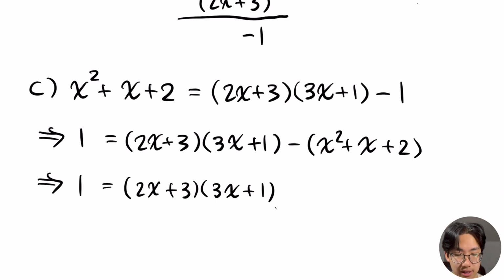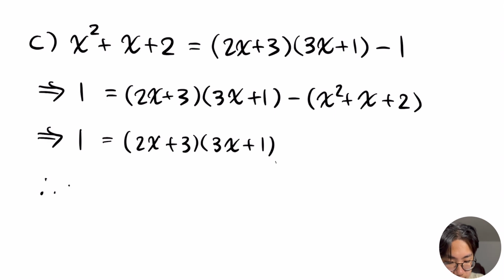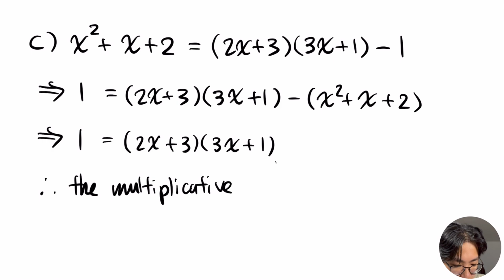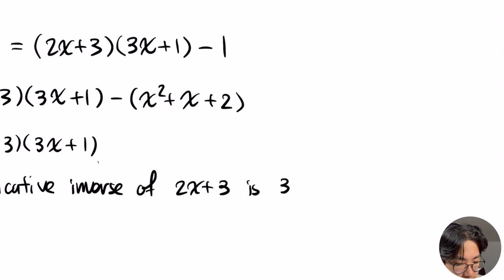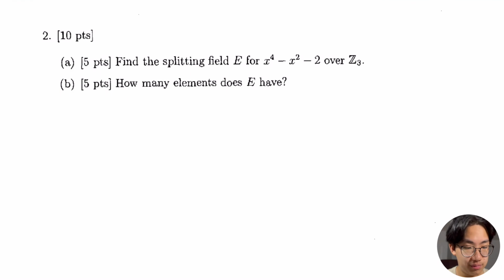So we can write up the conclusion really quickly. So therefore, the multiplicative inverse of 2x plus 3 is, and it's precisely just 3x plus 1. And that's question 1. Question 2, let's look at part A.